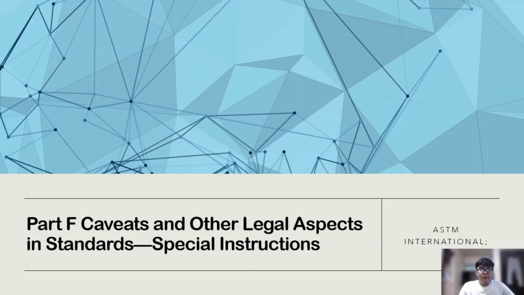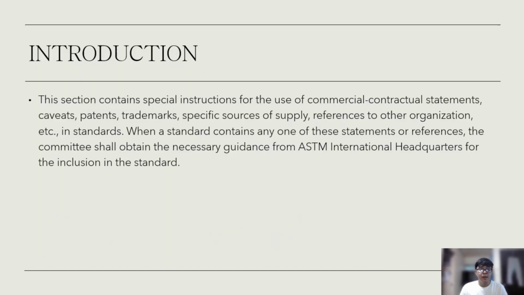Part F. Caveats and other legal aspects in standards. Special instructions. Introduction. This section contains special instructions for the use of commercial contractual statements, caveats, patents, trademarks, specific sources of supply, references to other organizations, etc. in standards. When a standard contains any one of these statements or references, the committee shall obtain the necessary guidance from ASTM International Headquarters for the inclusion in the standard.